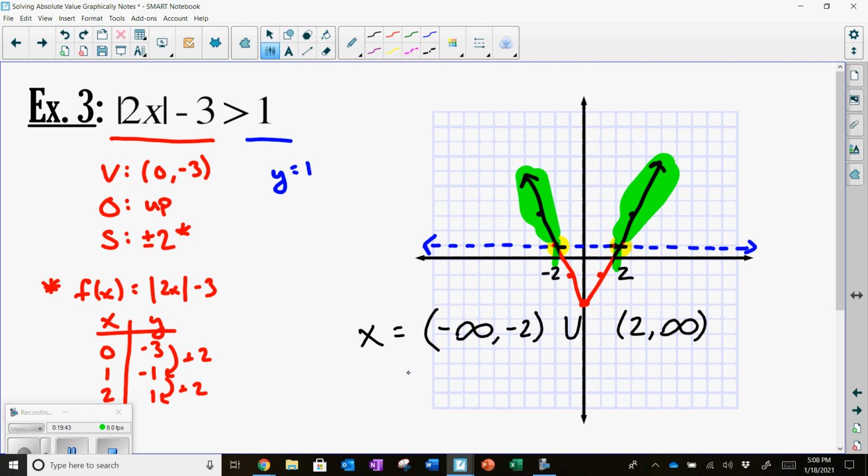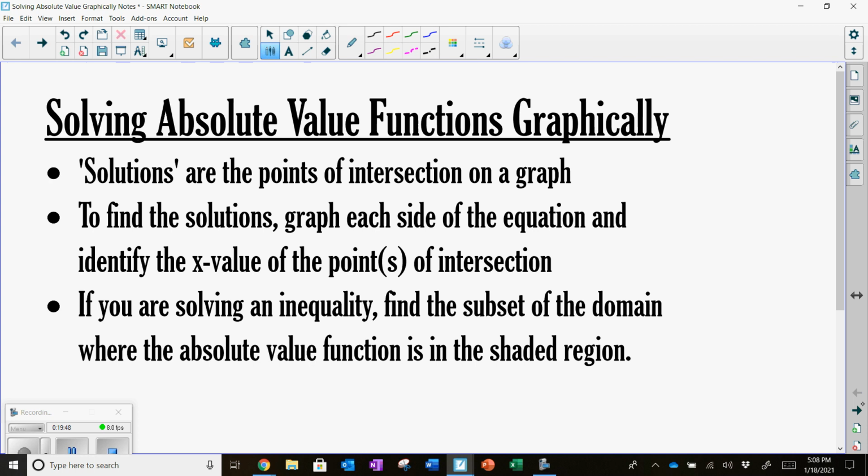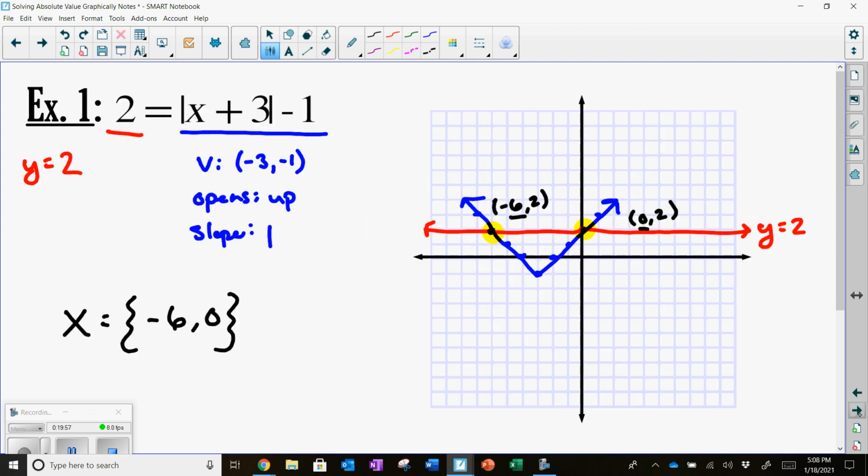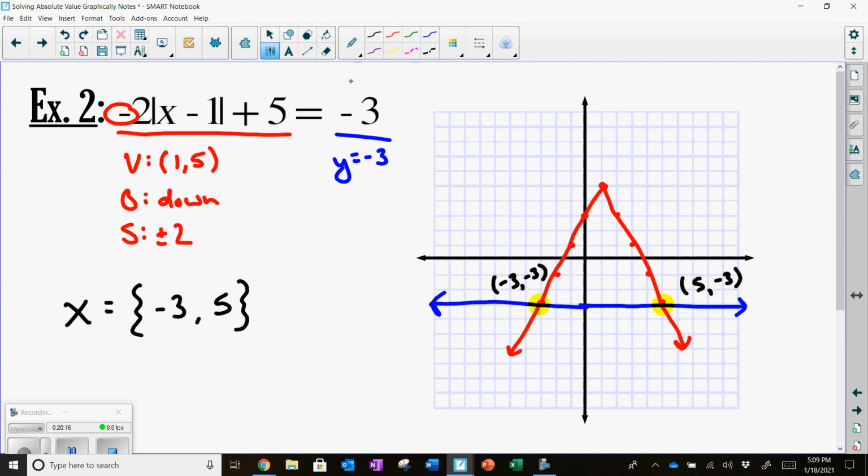So to recap what we've worked on today, we talked about how to solve absolute value functions graphically. So remembering that solutions are just the points of intersection on a graph. So we need to graph and find the points of intersection. In order to do that, we need to graph usually a horizontal line. We can also graph the absolute value function. And then we're just going to find the points of intersection and identify the x coordinates of those points, and those represent our solutions.